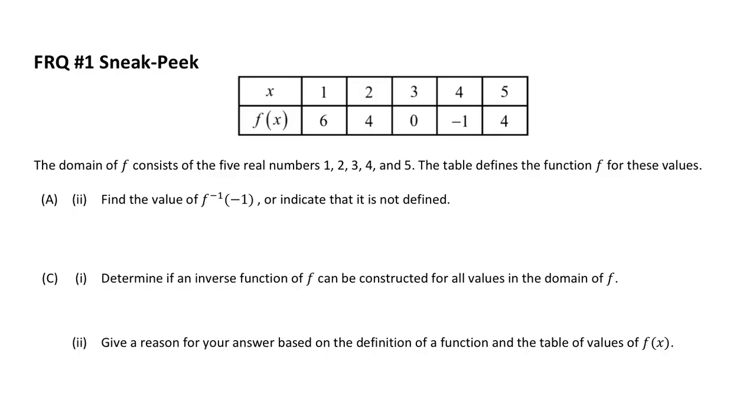Here's the kind of questions that you might be asked. It says in part A, find the value of f inverse of -1 or indicate that it is not defined. Well, you guys answered this question earlier. What is f inverse of -1 for this table? 4. So here's how you answer this entire FRQ and get a whole point. f inverse of -1 equals 4. The end. You got a point. You can get that point, can't you?